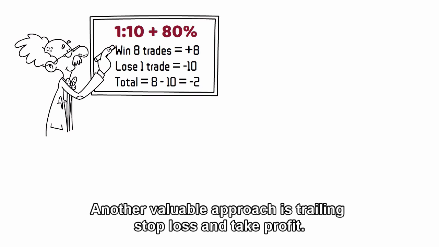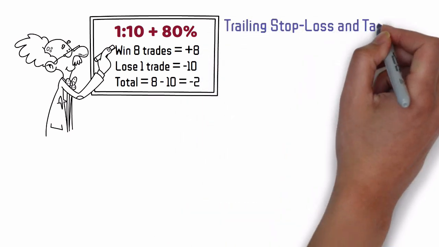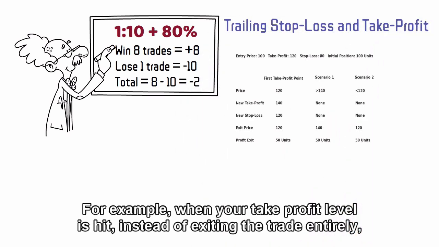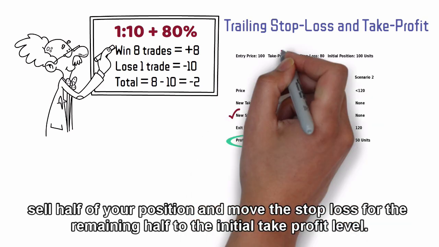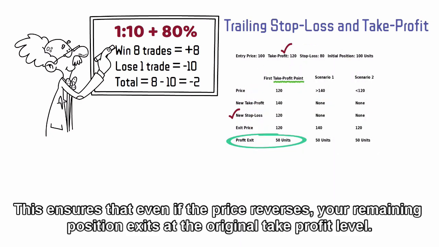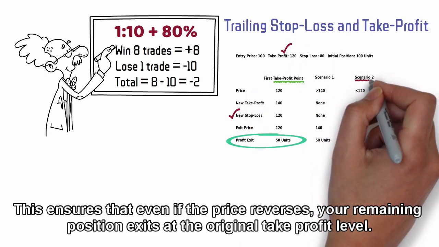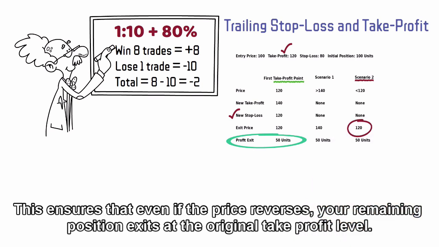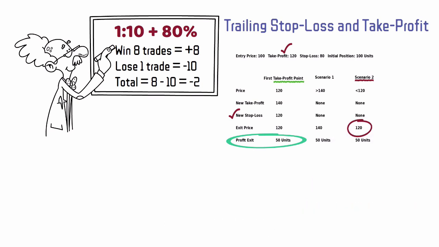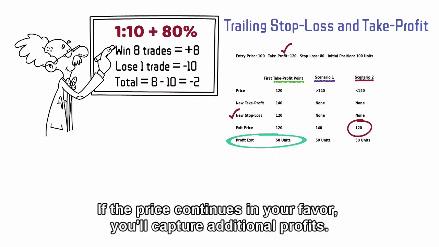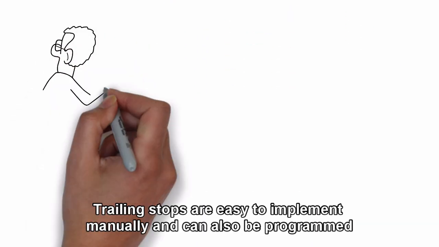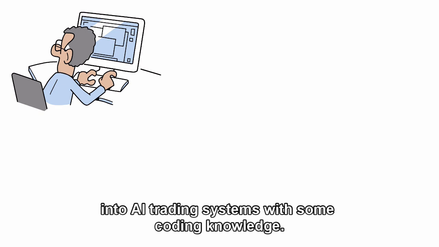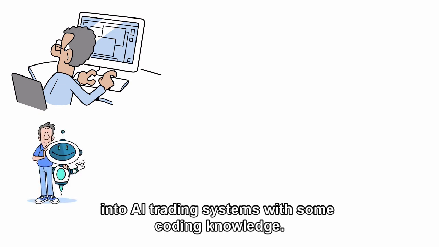Another valuable approach is trailing stop loss and take profit. For example, when your take profit level is hit, instead of exiting the trade entirely, sell half of your position and move the stop loss for the remaining half to the initial take profit level. This ensures that even if the price reverses, your remaining position exits at the original take profit level, securing gains. If the price continues in your favor, you'll capture additional profits. Trailing stops are easy to implement manually and can also be programmed into AI trading systems with some coding knowledge.